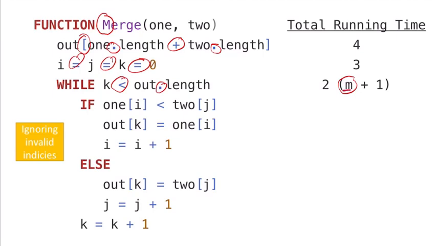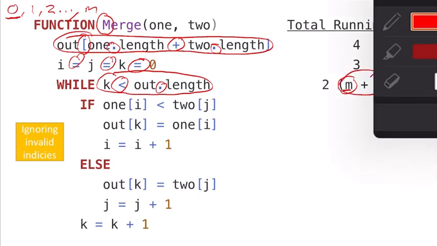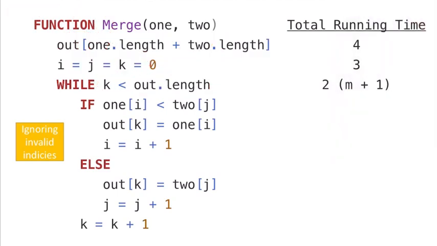And why is it m plus 1? Well, because k goes from 0 up to m, the total number of elements passed in, so the size of out. But we have to know when we've gone one past. So this will say when k is equal to out.length, which means we've done 0, 1, 2, all the way up to m. And since we've got the base 0 there, we have an m plus 1 here. Okay, so 2 times m plus 1: 2 times the number of times that loop condition is checked, which is m plus 1.